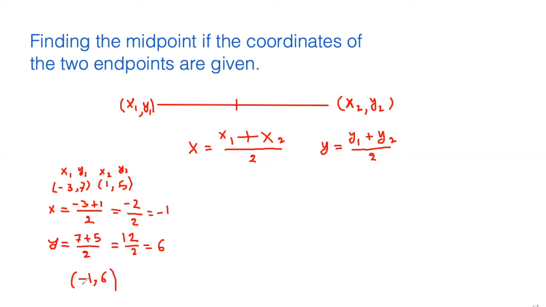Let's do another one where the 2 points are given: 4, -3, and 7, 10. So let's put a number for this one. This is number 1 and this is number 2. Four, -3. The second point is 7 and 10.